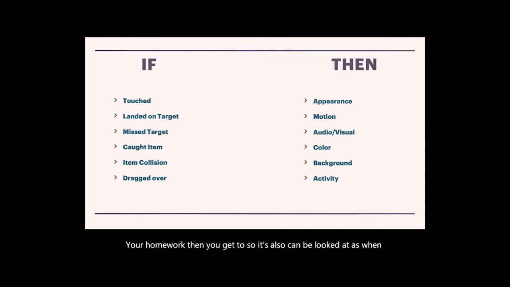So if the item was touched, or there was something that landed on it, or if the child missed the target, or it caught an item, or maybe you dragged it over. So there's all these options. These are the ways that you can interact with the screen, right? If these things happen, then you can change the appearance, the motion, the audio visual, the color, the background. You can change the activity that's being displayed. Those are just a few examples to get you started, because there's really endless possibilities, but this is the basics. This is the nutshell of it.